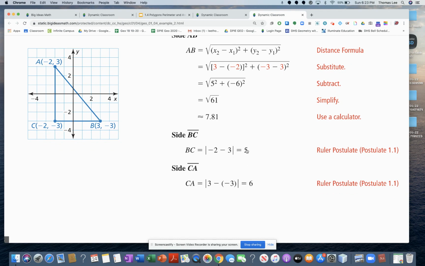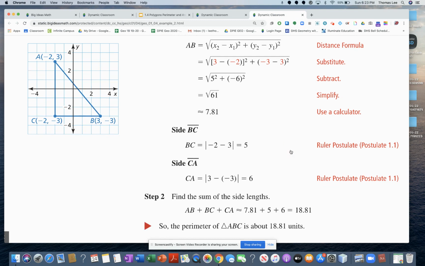So they're going to do 6 plus 5 plus 7.81, and they're going to approximate that to 18.81. Okay, so look at their answer. So the perimeter of triangle ABC is about 18.81 units. And look at that, they did add the word units. So good for the authors. Sometimes I believe they leave that off. Shame, shame. But at least they said it is about. Okay.